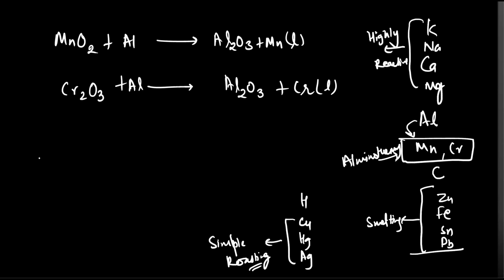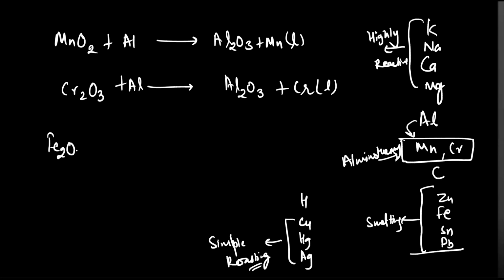Now, if MnO2 reacts with aluminium, it gives you Al2O3 and manganese in the liquid state. If chromium oxide reacts with aluminium, it gives you Al2O3 and chromium in the liquid state. You need to understand that the metal obtained here is in the liquid state. Why? Because the heat liberated during this reaction is so large and so high that the metal obtained is in the liquid state.